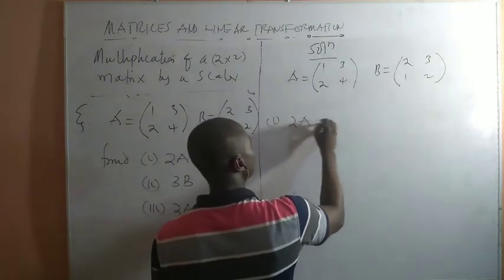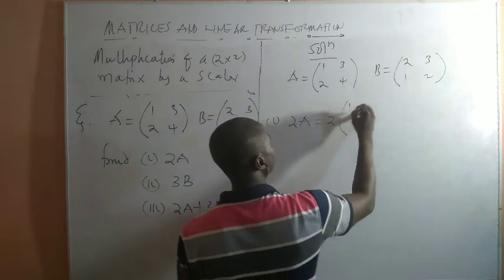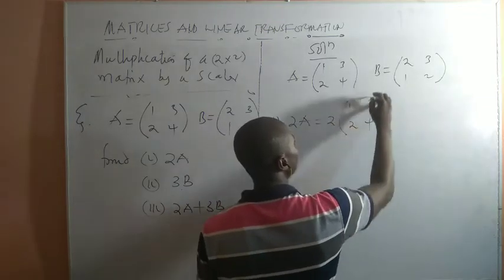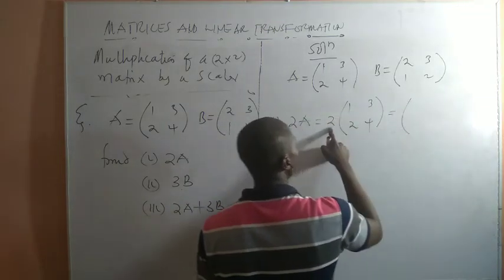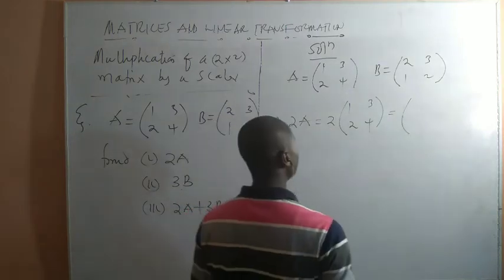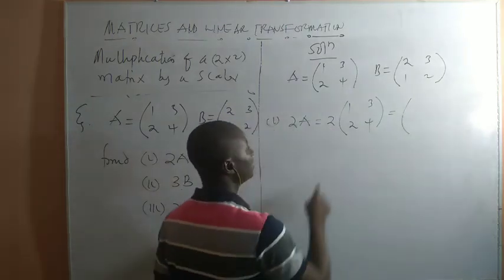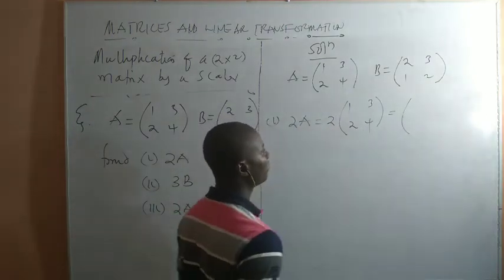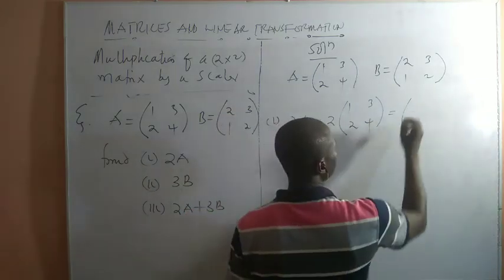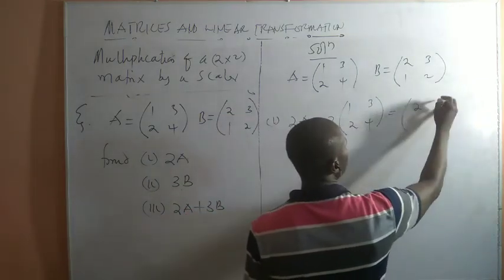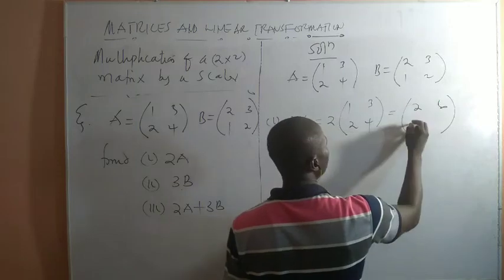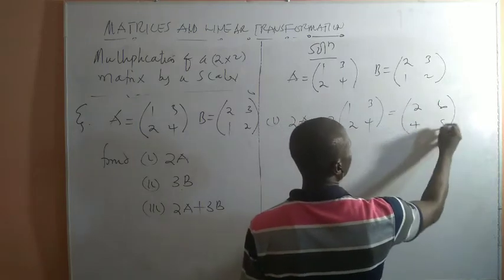So 2A will be equal to 2 times the matrix A, 1, 3, 2, 4. And don't forget that when you have a scalar or a constant multiplying a matrix, the constant will multiply all the elements of the matrix. So we have 2 times 1 giving us 2, 2 times 3 giving us 6, we have 2 times 2 giving us 4, and 2 times 4 giving us 8.